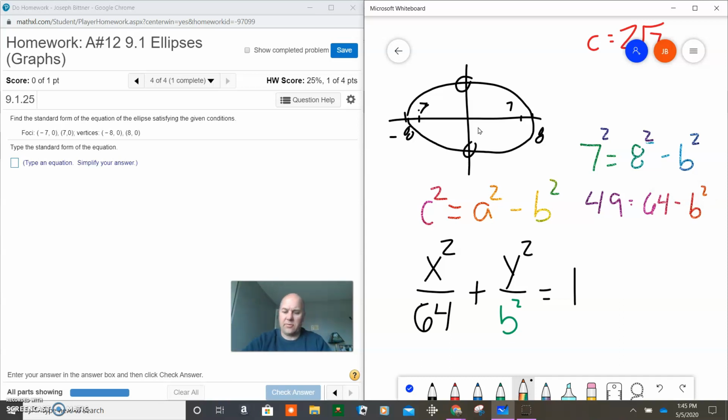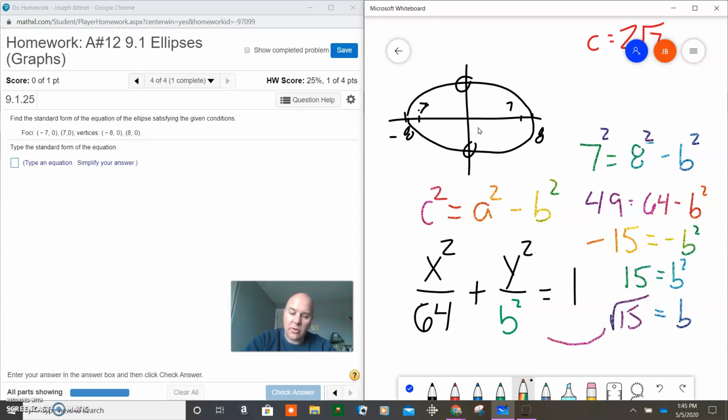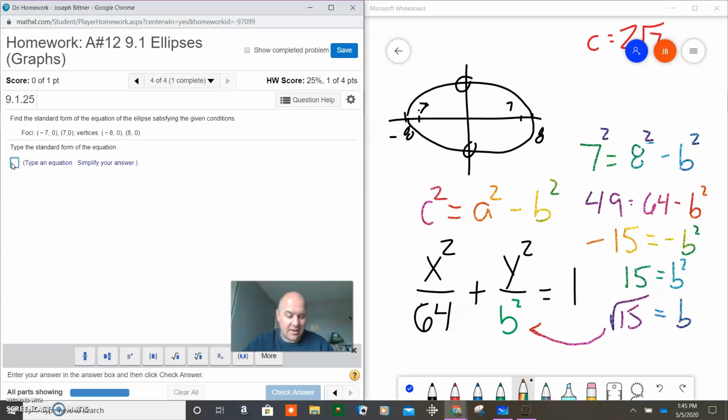Subtract that over. So let me subtract that over real quick with my calculator. 49 minus 64. It's going to be a negative answer, negative 15. But this is negative b squared. So I can actually just eliminate the negative on both sides. To get rid of the negative there, b squared is just going to be 15. Now it's nice because whenever I plug it in for b here, it says b squared.